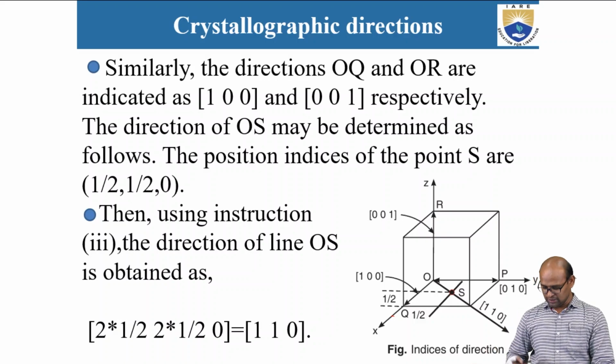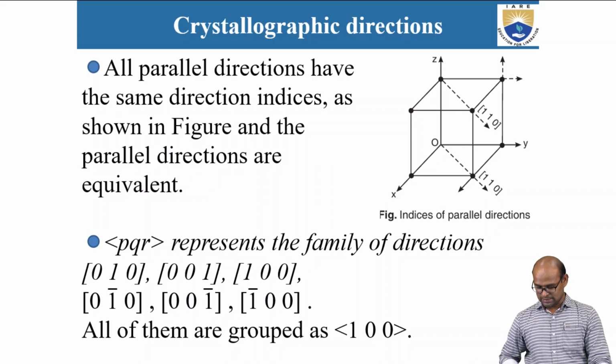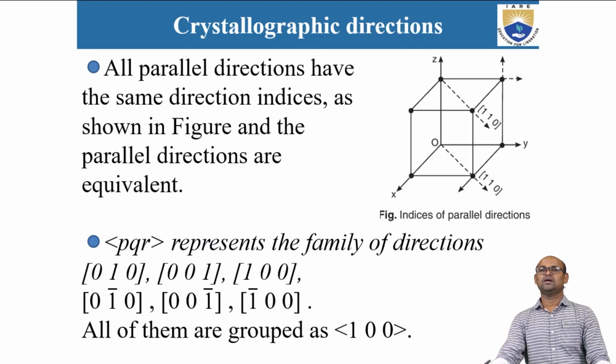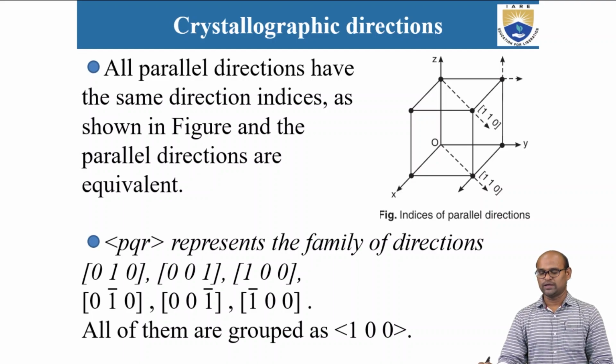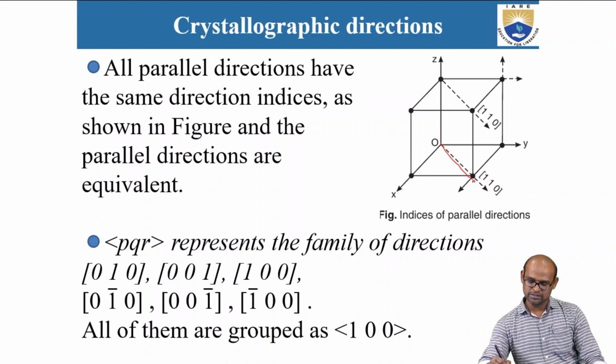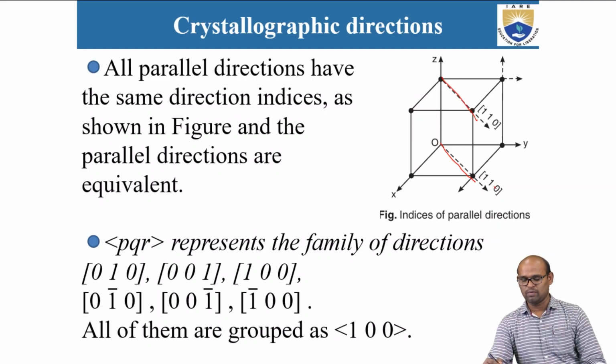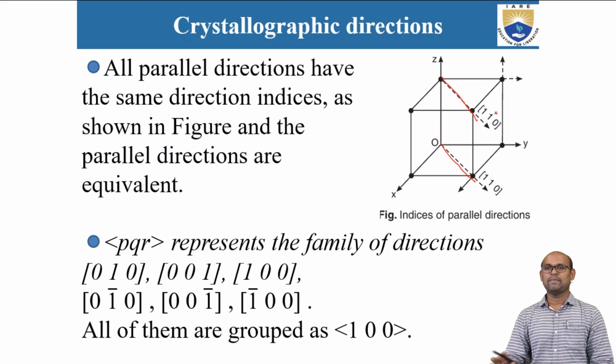Okay. So we have learned how to write the indices of a lattice point, and that is used to write the indices of direction in a crystal. All parallel directions have the same direction indices as shown in the figure, and the parallel directions are equivalent. So, for example, this and this are parallel. So you can write the same indices, 1 comma 1 comma 0 for both. So all the parallel directions have the same indices. This is a very important point, right?